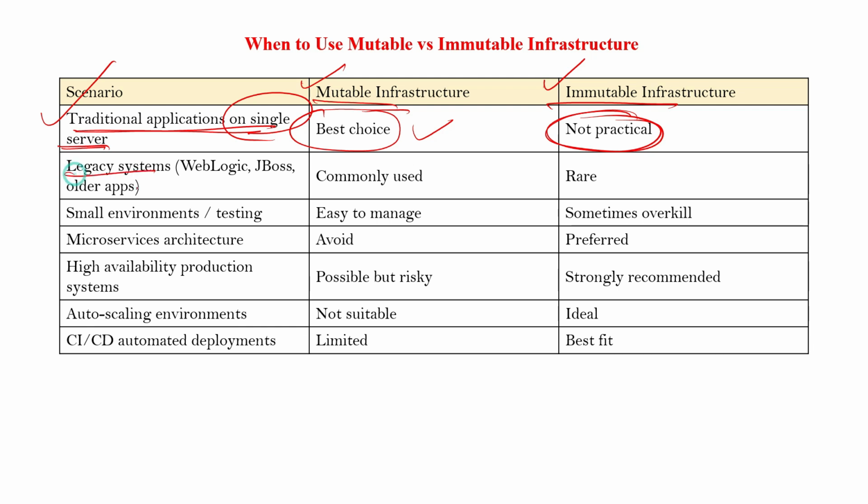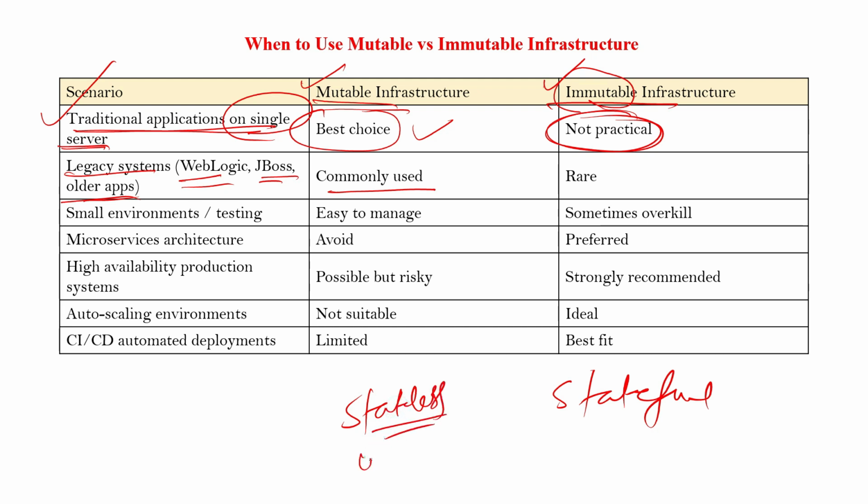Second, if you have legacy applications or some application server applications, like WebLogic server, JBoss, or maybe some older applications, in that case we mostly follow the mutable infrastructure. We do not go with the immutable, right? Because with the application servers, we have some session data that exists with each and every server. For example, if we deploy the applications in multiple application servers like WebLogic, JBoss, WebSphere, these are called stateful applications. The other type is stateless.